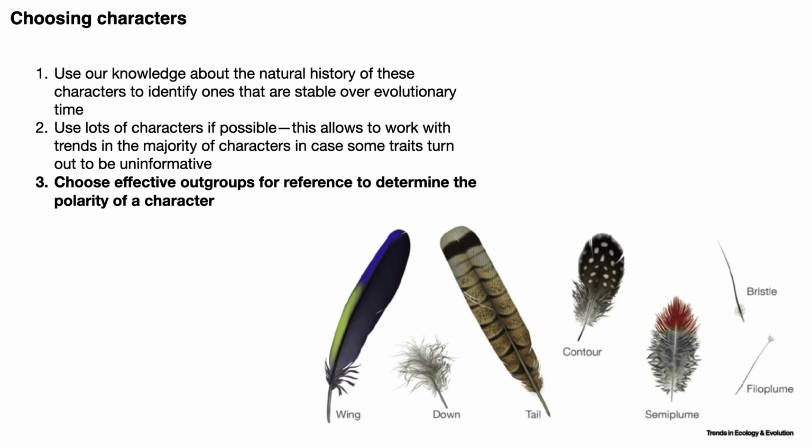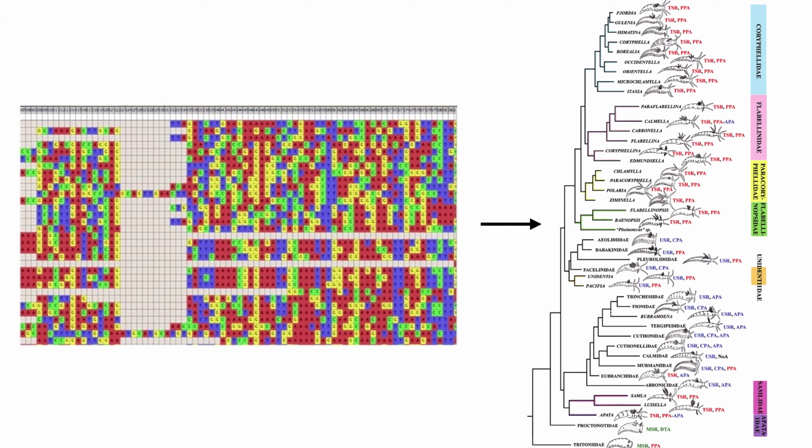And then last, use effective outgroups for reference to determine the polarity of a character. Characters can have different traits, say either the ancestral or primitive one, or the one that's derived from that ancestral state. By using effective outgroups, we can know which the ancestral state is with a good degree of confidence. That's the main stuff I wanted to get through for using evolutionary trees today. The next step is going to be about putting them together.